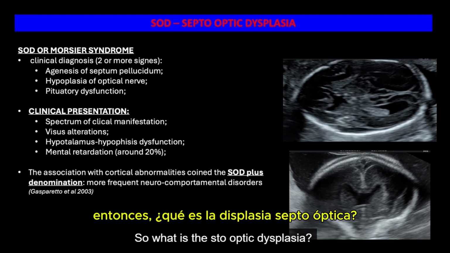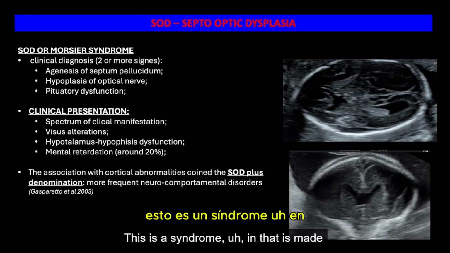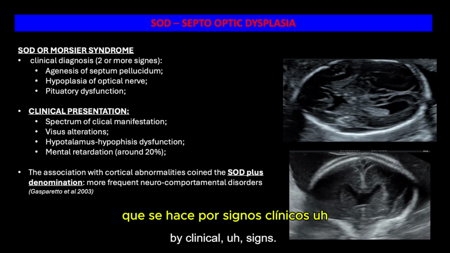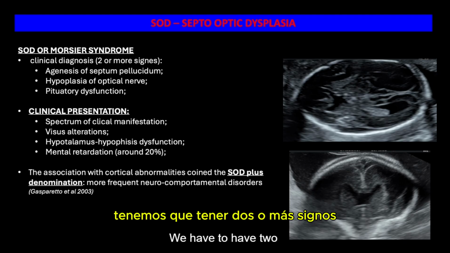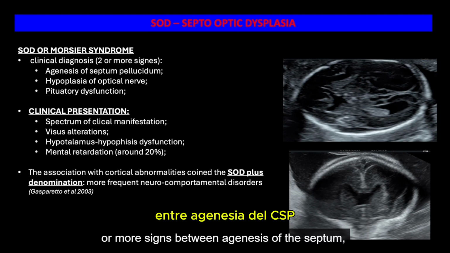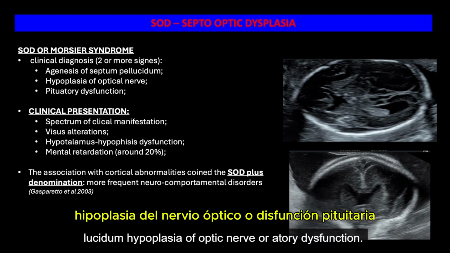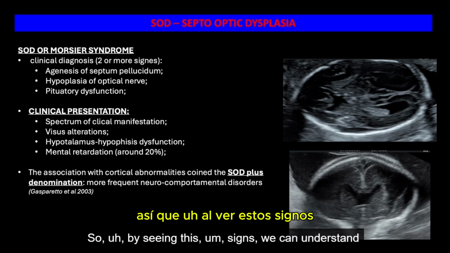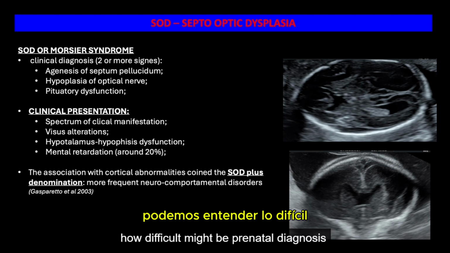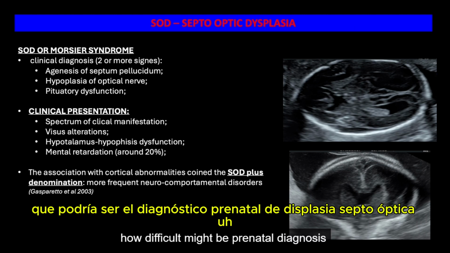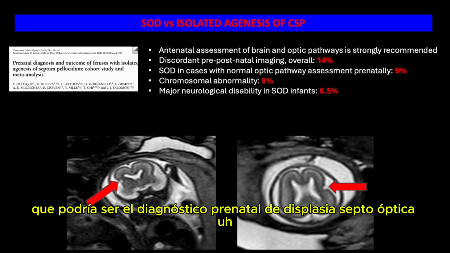So what is the septo-optic dysplasia? This is a syndrome that is made by clinical signs. We have to have two or more signs between agenesis of the septum pellucidum, hypoplasia of the optic nerve, or pituitary dysfunction. So by seeing these signs, we can understand how difficult prenatal diagnosis of septo-optic dysplasia might be.